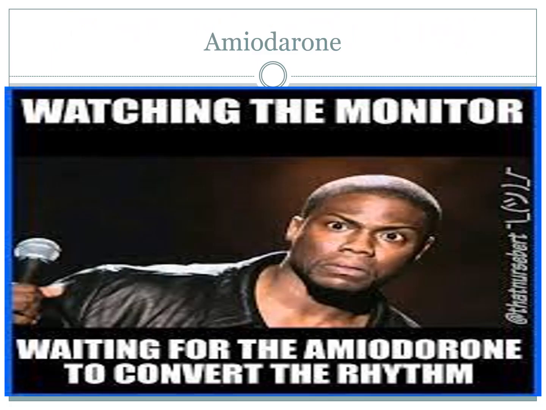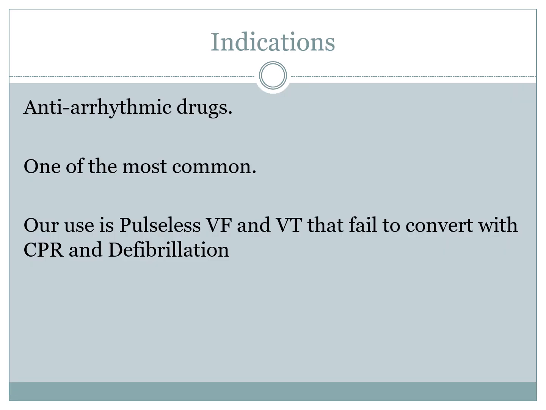Welcome to another podcast. Today we're going to continue with medications and we're going to have a closer look at amiodarone. Now, amiodarone is a very popular antiarrhythmic drug, one of the most common antiarrhythmic drugs used.